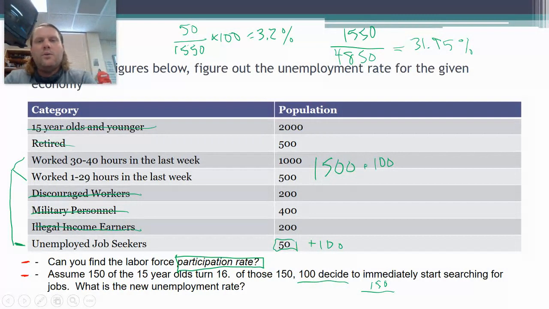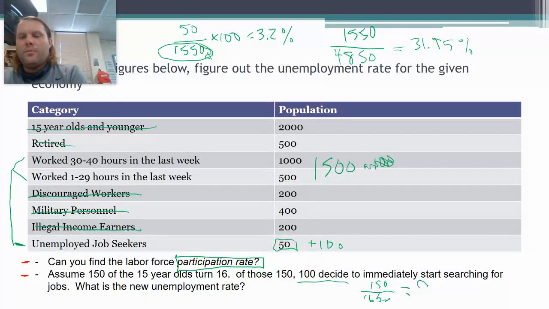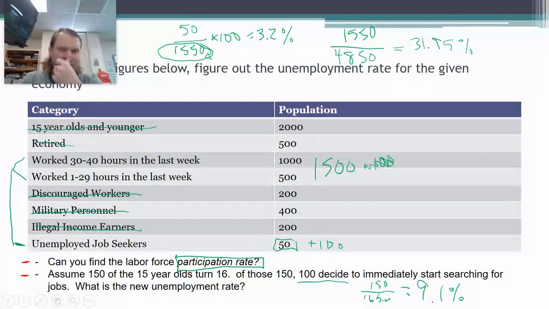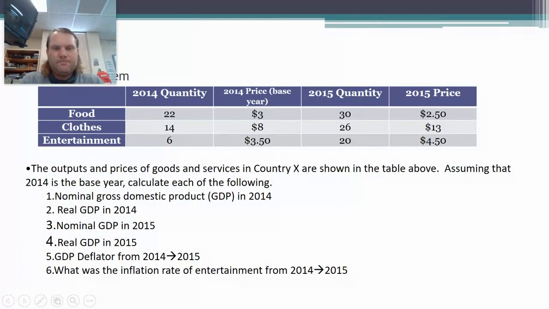Okay, so our labor force, and again, this is our labor force, we've got to add 100 to that. We're not adding 100 to that, we're adding 100 to this. We're adding 100 to the 1,550. So now we've got 1,650. Do the quick math. Our unemployment rate now becomes 9.1%. All right. Make sure you're figuring those out. Again, keeping your math right is the biggest challenge.